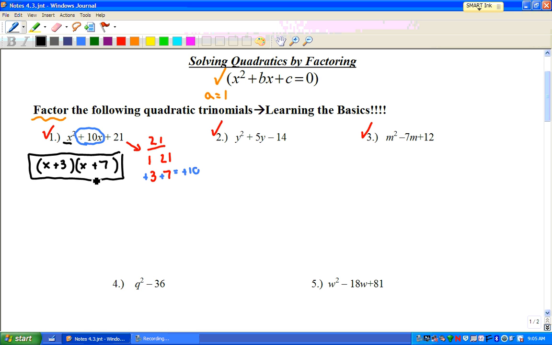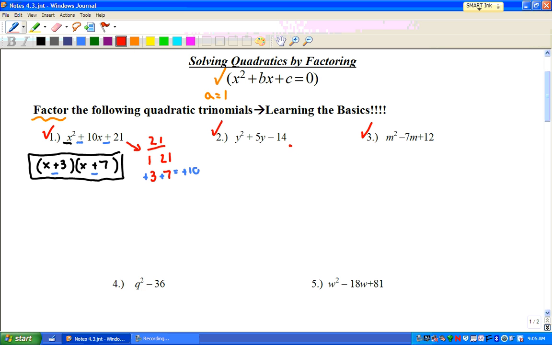So here's what I want you to notice. Let me erase something real quick. Inside of this quadratic trinomial, you have a plus sign and you have a plus sign. And you notice what happens in your factored binomials: you have x plus 3, you have x plus 7. So I want you to know that if you have a plus and a plus, you're going to have a plus and a plus here. All right, let's try number 2.